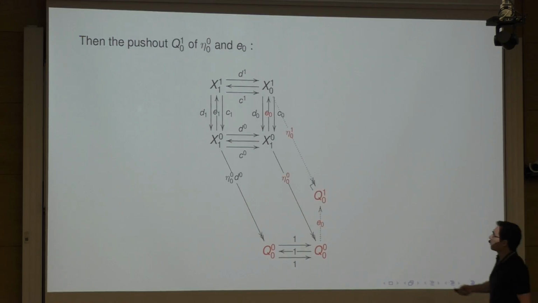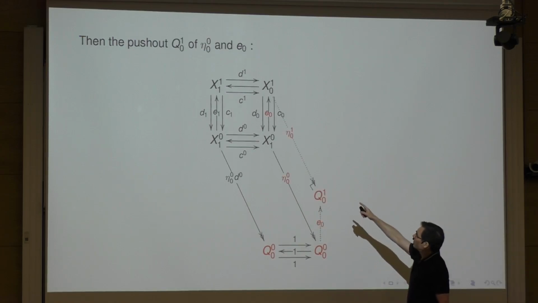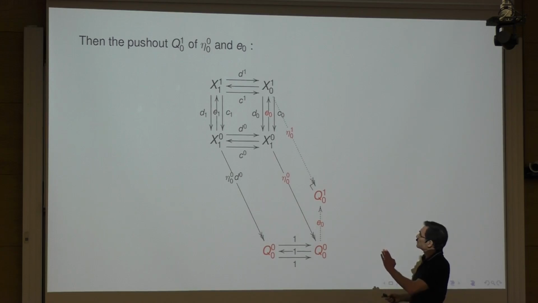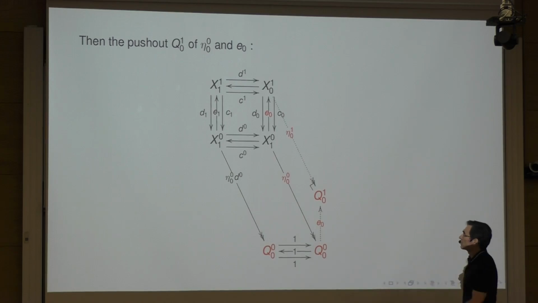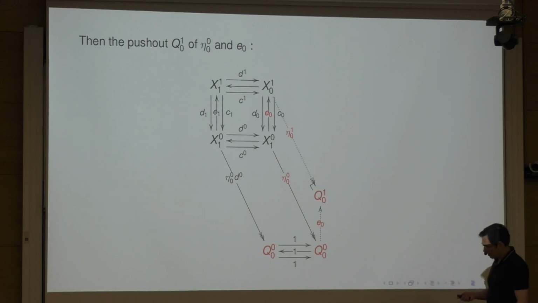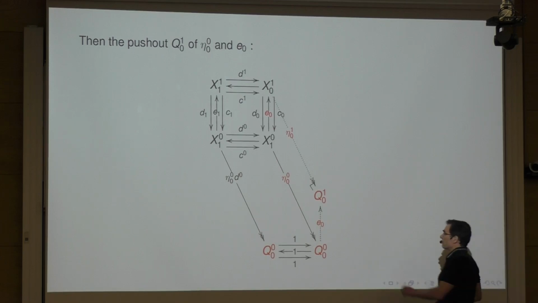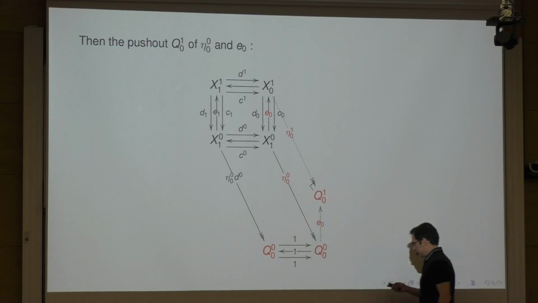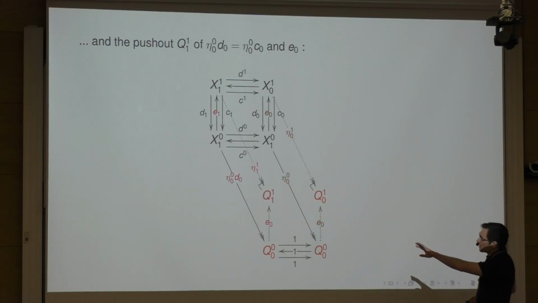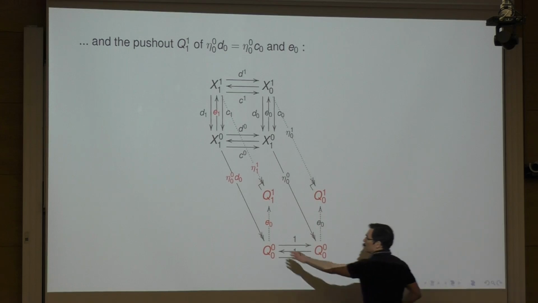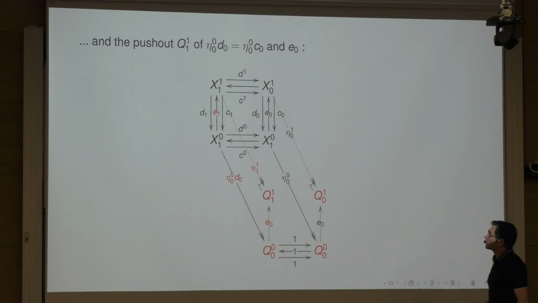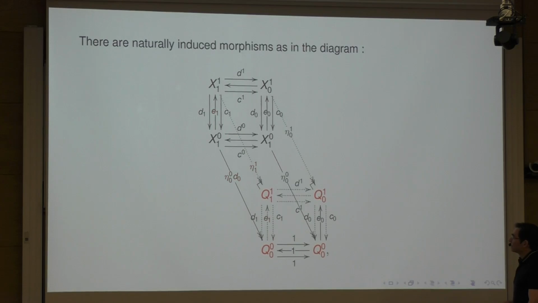Then you push out this quotient eta 0,0 along the morphism E0 that gives the reflexivity of the groupoid X1,0. So that is the horizontal groupoid of the double groupoid. So you push out and you get this object Q0,1. And you do the same on the other side. So you push out this quotient along eta 1, which gives the reflexivity of the groupoid X1,1 with object of objects X0,1. So you get a double reflexive graph with induced morphisms.